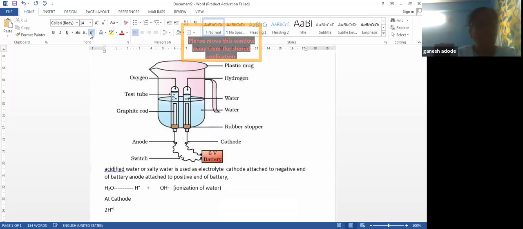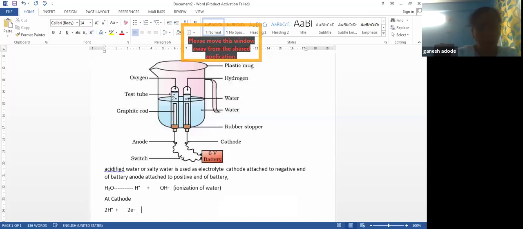And then what will happen? These two hydrogen ions are accepting the two electrons. See here, they are accepting the two electrons with the negative charge.